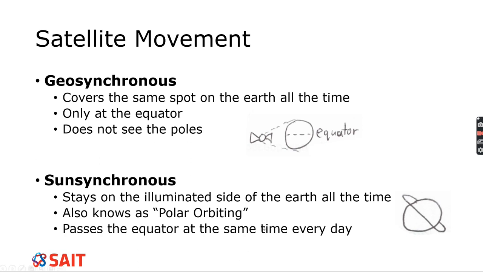Then we have sun-synchronous satellites, and these ones stay on the illuminated side of the Earth, which means it stays in the sunlight all the time. They also have another name, which is polar orbiting satellites. And this one's important because it passes the equator at the same time every day, but every time it passes the equator and goes back up, it doesn't mean that it's actually covering the same location on the Earth, because the Earth is spinning underneath it. So the orbit stays the same, but the Earth spins underneath. That's how it covers the whole entire planet over a certain number of days.